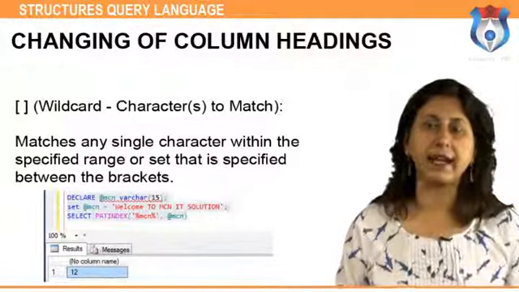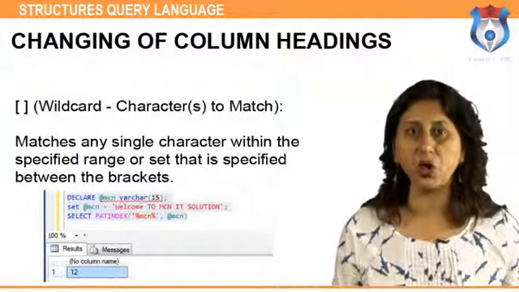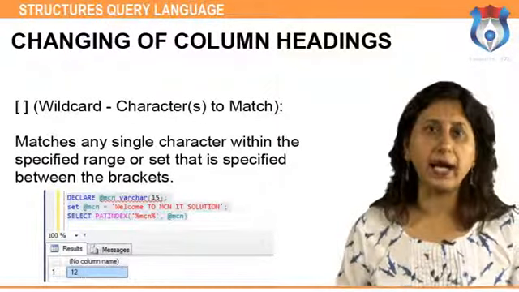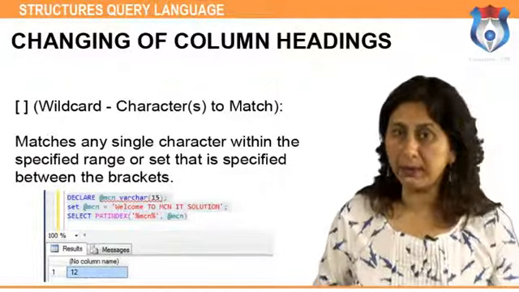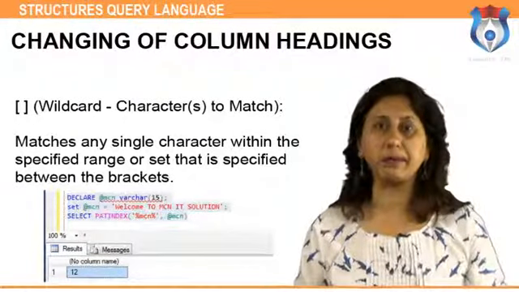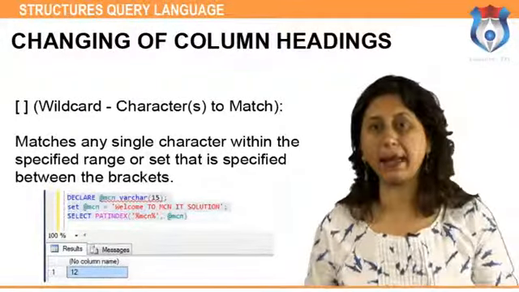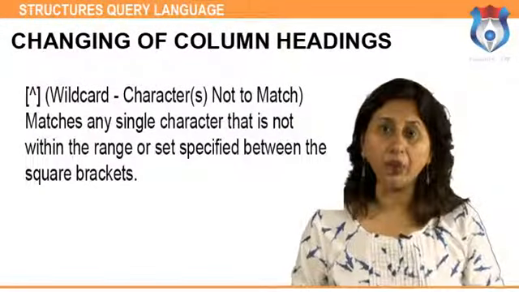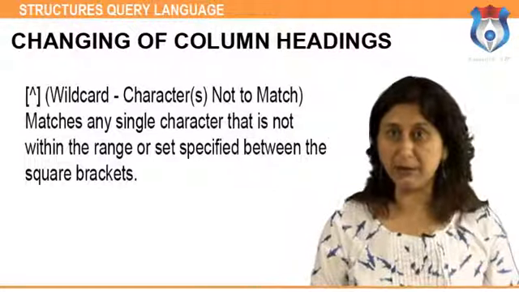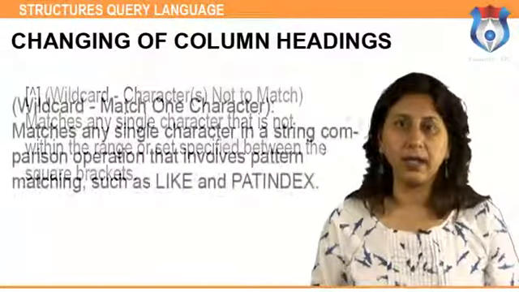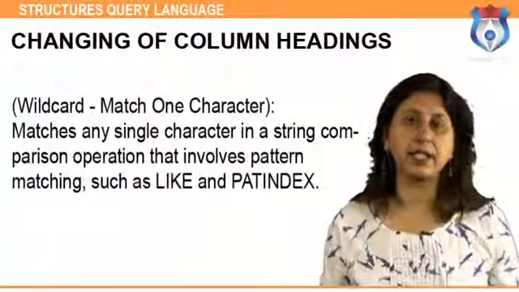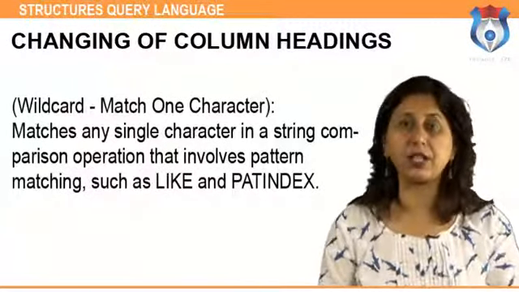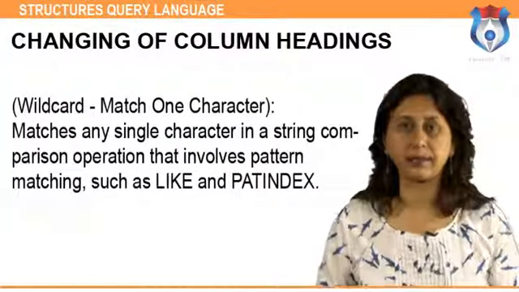Matches any single character within the specified range or set that is specified between the brackets. These wildcard characters can be used in string comparisons that involve pattern matching such as like and patindex. Matches any single character that is not within the range or set specified between the square brackets. It matches any single character in a string comparison operation that involves pattern matching such as like and patindex.